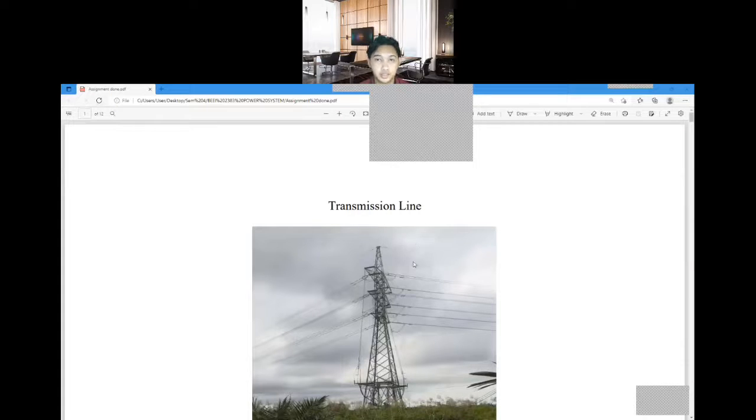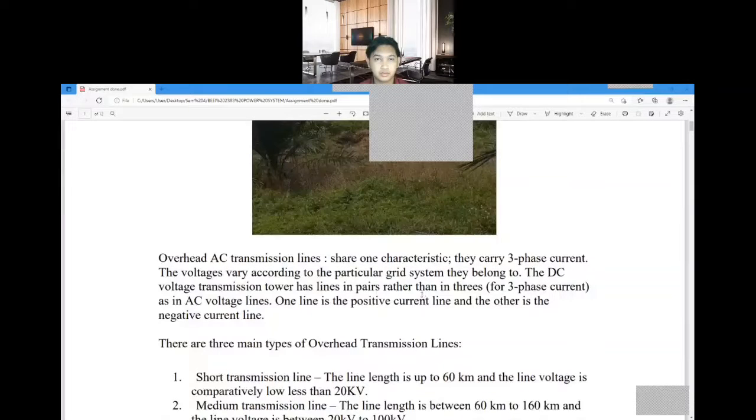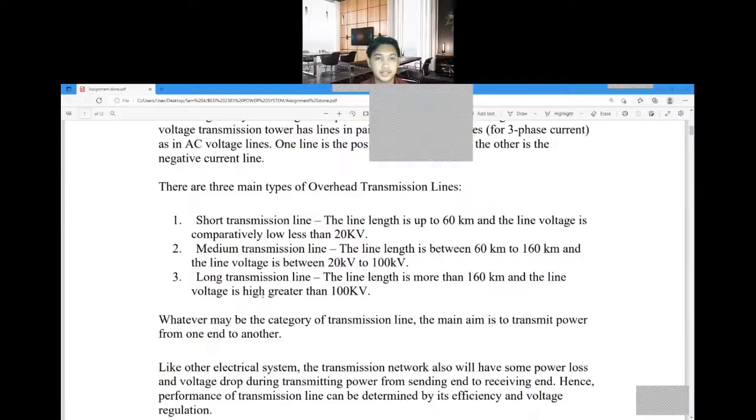This is the transmission line. Okay, let's see. There are three types of overhead transmission line, which are short transmission line, medium transmission line, and long transmission line.